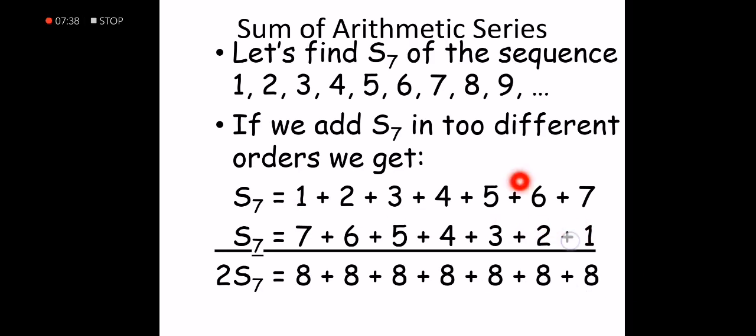Okay, so i-add lang natin. So S7 plus S7 is 2S7. 1 plus 7 is 8. 2 plus 6 is 8. 3 plus 5 is 8. 4 plus 4 is 8. 5 plus 3 is 8. 6 plus 2 is 8. 7 plus 1 is 8. So as you notice, kapag pinag-add pala natin yung ating first term and last term, second term and second to the last term, third term and third to the last term, we will be able to get the same answer.